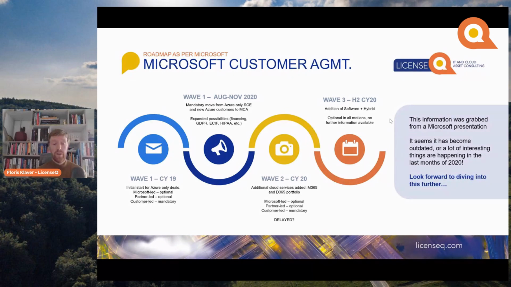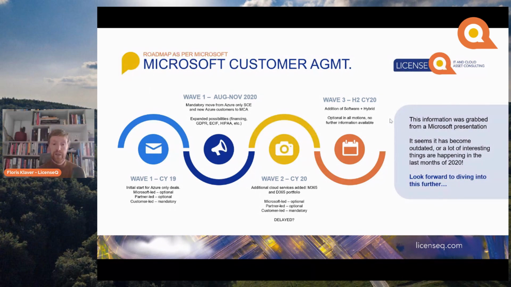They started with opening up the Microsoft Customer Agreement to Azure-only deals. And it was mandatory for customer-led, so self-service through the website, but optional for partner and Microsoft-led. So you could still sign Microsoft Azure contracts, standalone contracts through other channels. In August and November of 2020, they decided to remove the Azure-only server and cloud enrollment option, and any new Azure customers would move to the Microsoft Customer Agreement immediately.